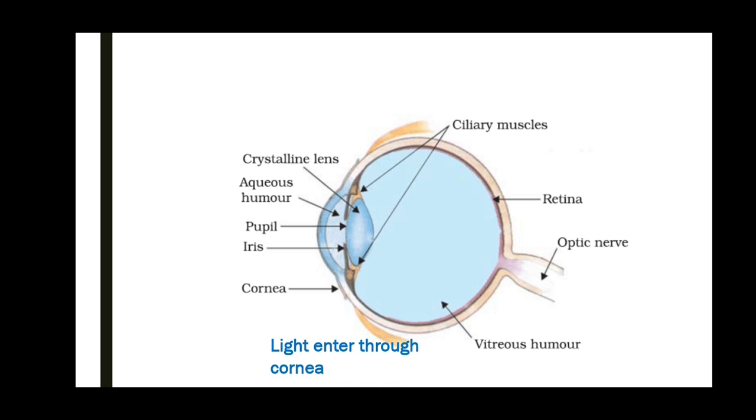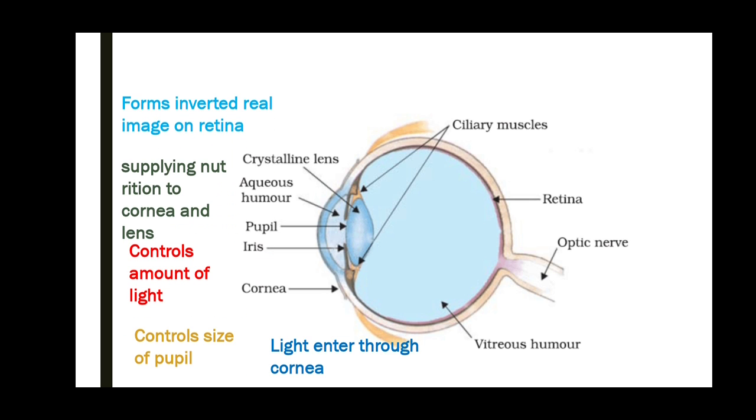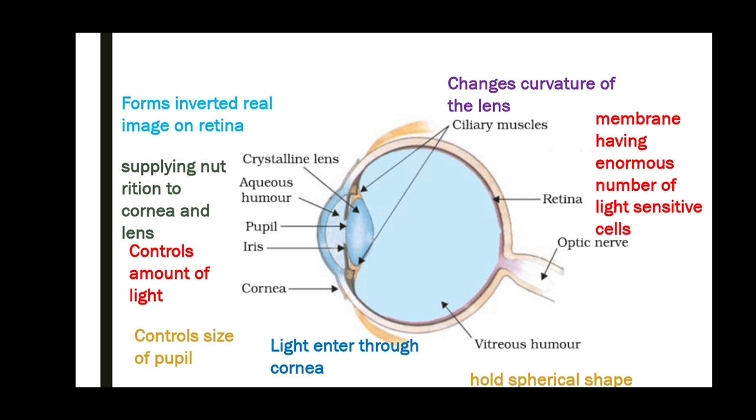Let us summarize. Cornea, where the light enters into the eye. Aqueous humor supplies nutrition to the cornea and the lens. Next, the iris controls the size of the pupil, where the pupil will control the amount of light that is entering into the eye. Then the lens forms an inverted real image on the retina. Ciliary muscle changes the curvature or the thickness of the lens. Vitreous humor holds the spherical shape of the eye. Retina is a membrane having an enormous number of light sensitive cells which generate electrical signals, and the generated electrical signals are sent to the brain through the optic nerve.